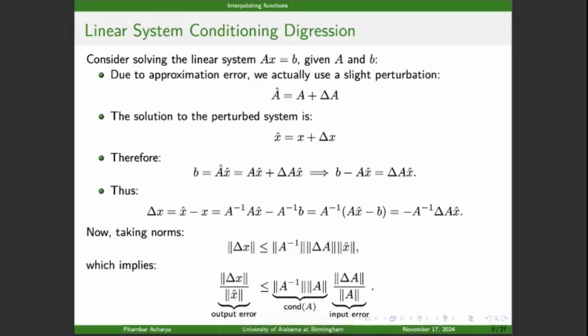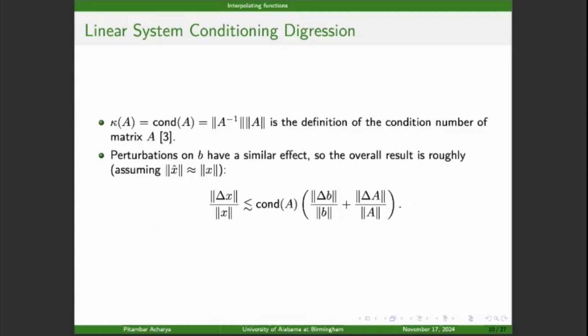The first, delta X divided by X, is less than or equal to the norm of A inverse multiplied by the norm of A, and then that quantity multiplied by delta A over A. So the left hand side is the relative output error, and the right hand side is the product of two things. The first one is the norm of A inverse and the norm of A, that's the product. And the second one is the relative input error. So there is a slight change in A that will give the change in X.